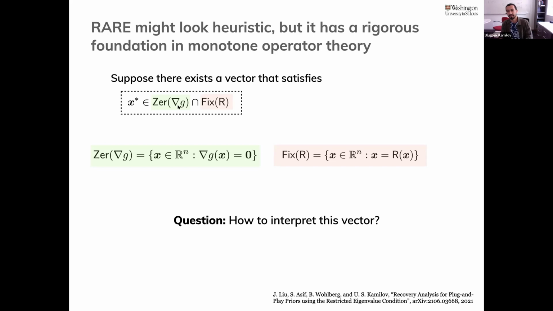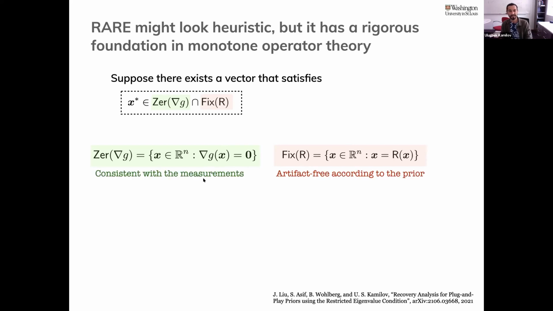How could we interpret that vector, right? So what's the fixed point of that operator? It means input and output are the same. What's the 0 set of it? It's a set where the gradient is equal to 0, right? If indeed there is such a vector, it means that vector is both consistent with the measurements, right? Because you perfectly minimize the data fidelity term, right? If it is convex. If it's not convex, okay, it's a stationary point. And you also find it's artifact free according to the prior, right? So this is in the case where the intersection is exactly 0.